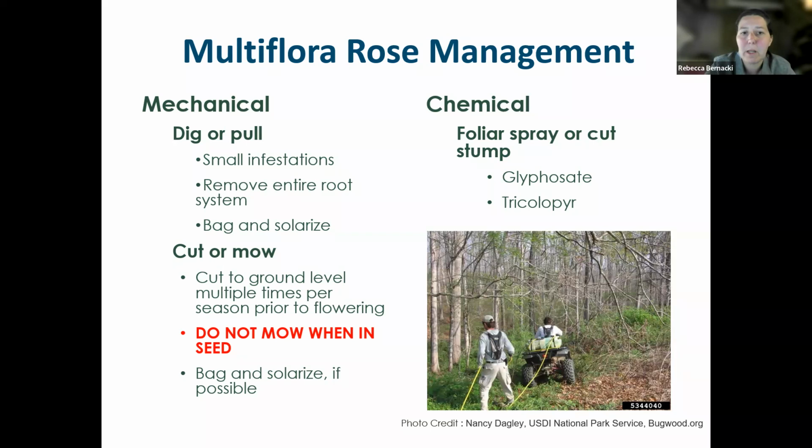For chemical treatment, we can use either a foliar spray or a cut stump, depending on how big those plants are, of either a glyphosate or a triclopyr-based product.